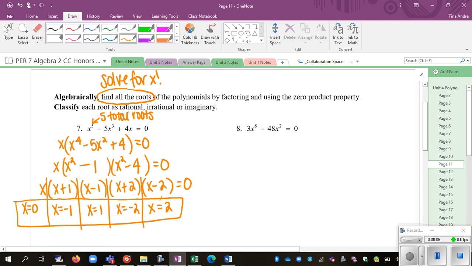It says to classify each root as rational, irrational, or imaginary. Well, all of these are real numbers, and they actually all end up being rational. So these are all real, rational roots. And just so you are aware, the discriminant does not work for these polynomials. So just be aware of that.